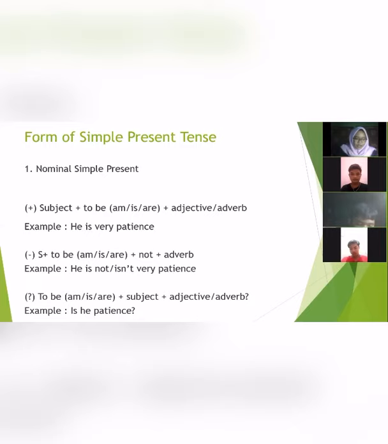Next, there are rules for the simple present tense. The first is for nominal simple present tense. Positive sentence: subject plus to be plus adjective or adverb. For example, he is very patient. Negative sentence: subject plus to be plus not plus adverb. For example, he is not very patient. Interrogative sentence: to be plus subject plus adjective or adverb. For example, is he patient?